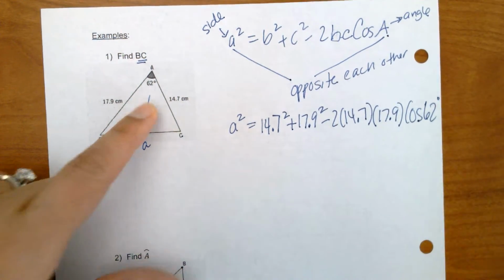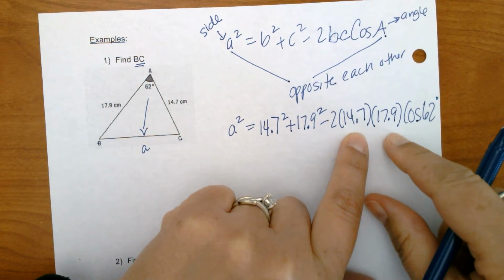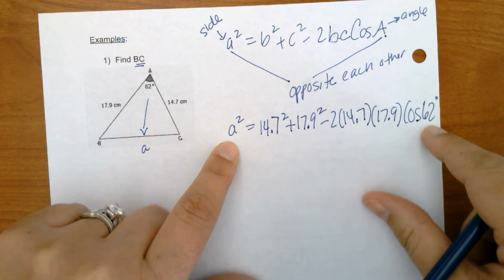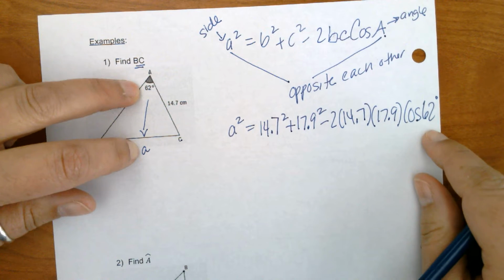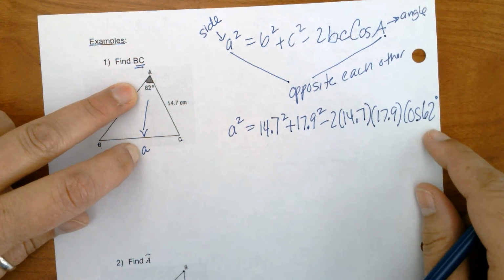Okay, so again, these could have been switched, it's fine. The answer is going to come out the same. It matters that it's the side and the angle that's opposite. And there we go. You don't have to remember all the other formulas, I promise you.